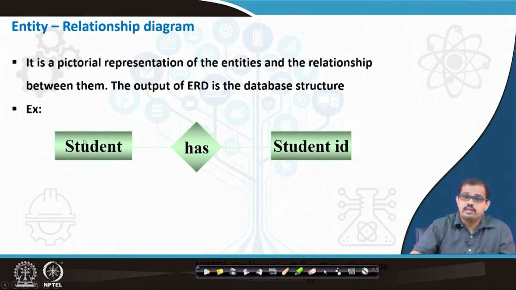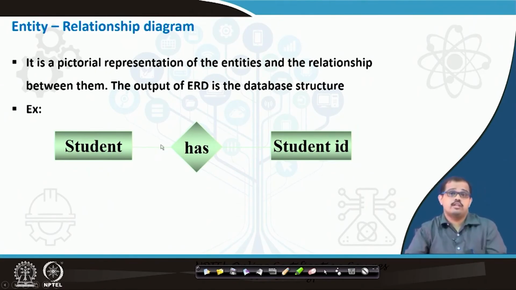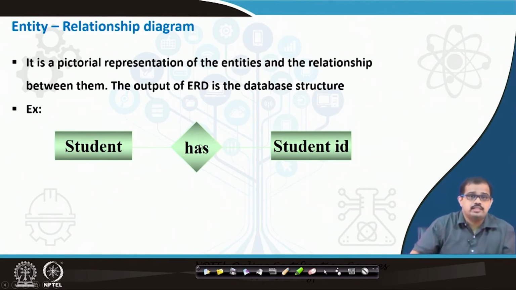For example, the student is an entity here, there is a relationship, and student ID is again an entity. So the student, maybe any student's name, has a particular student ID, is what we mean. So the relationship is defined in the form of a diamond, whereas the entities are in the form of a rectangle. This is how an entity relationship is built and an entity relationship diagram is developed.